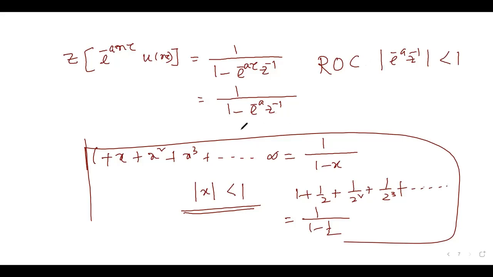In order for this term to exist, this should be less than 1. That means e to the power z should be greater than e to the power minus a. Right? So what have we done so far?